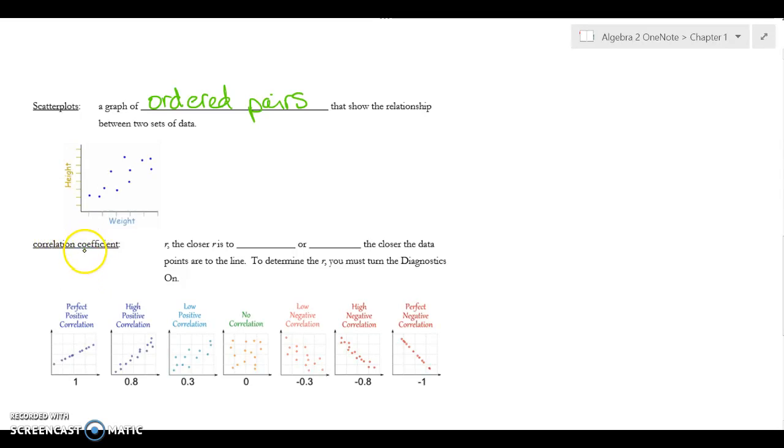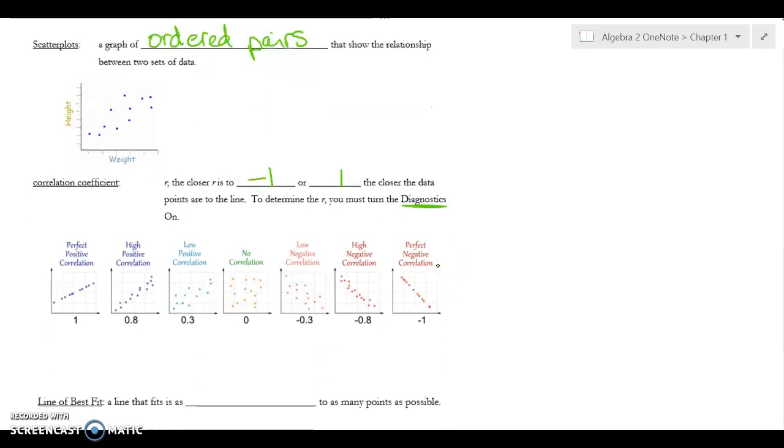There's something called a correlation coefficient that our calculator will give us, and sometimes I'll give you, and you just have to talk about it. R has to be close to -1 or 1, the closer the data points are to the line. So in order to get R, you have to turn your diagnostics on, and I'll show you that in class on how to do that.